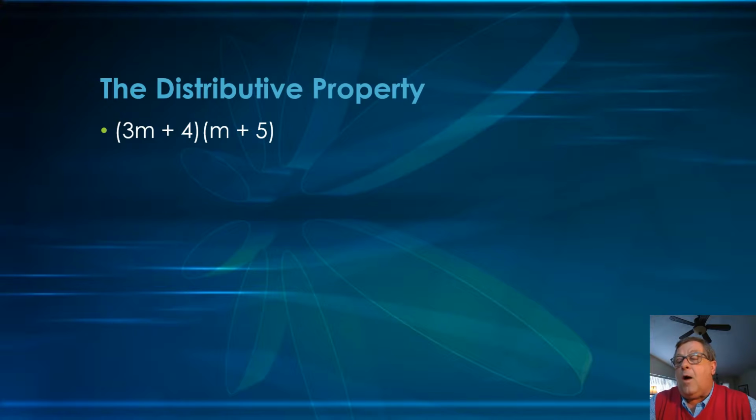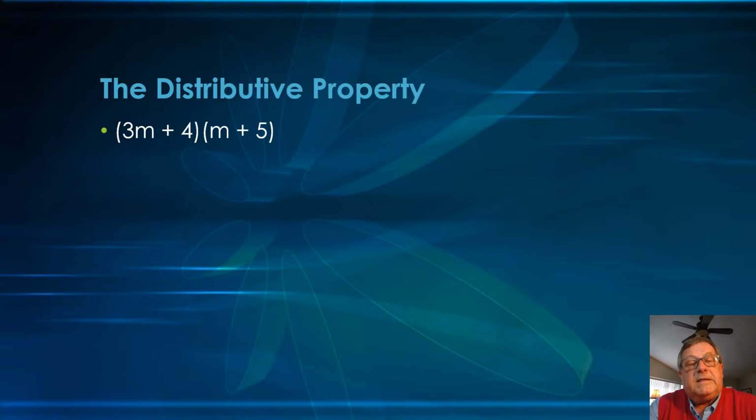Even though I would not use this horizontal distributive method in multiplying two binomials, I would if I'm using a binomial and a trinomial. With two binomials, I would just use the FOIL method. But let's give it a go. We're going to do it twice, in fact. So we've got 3m plus 4 times m plus 5.